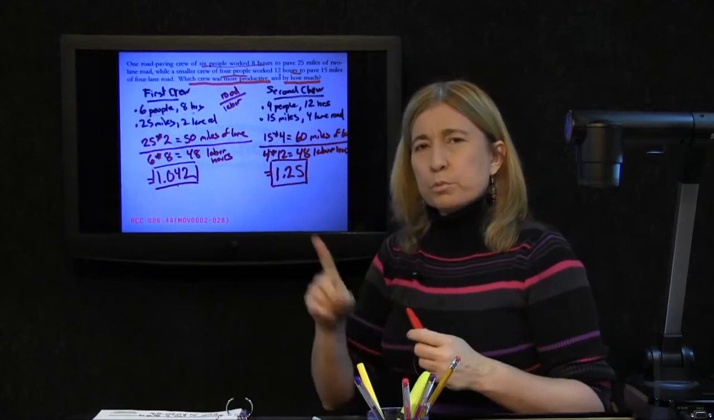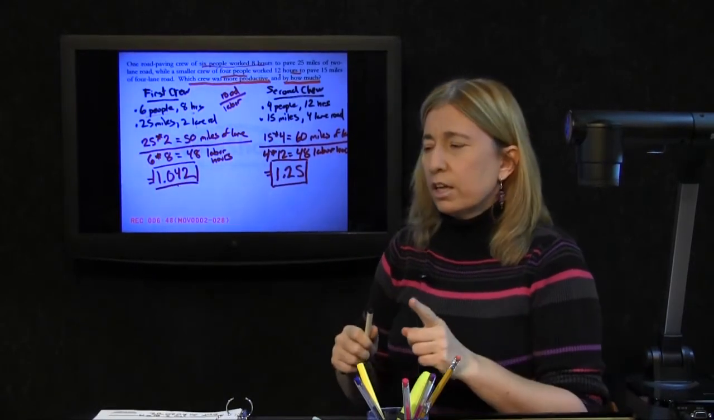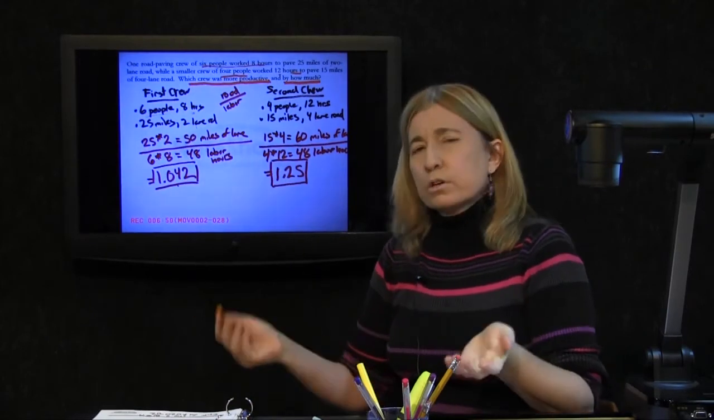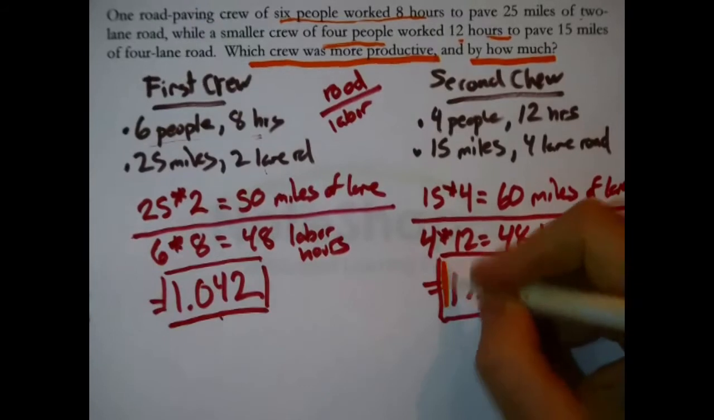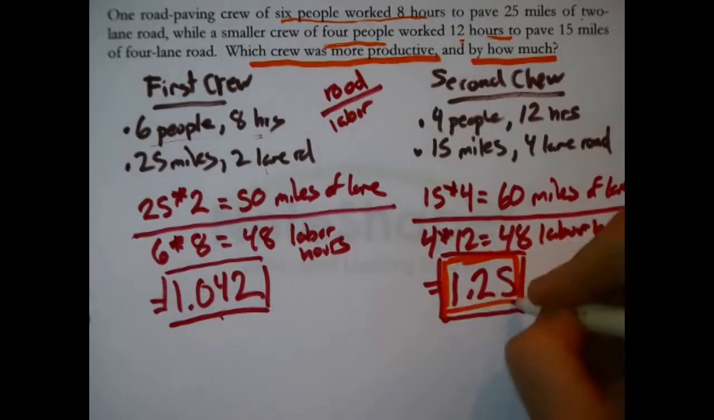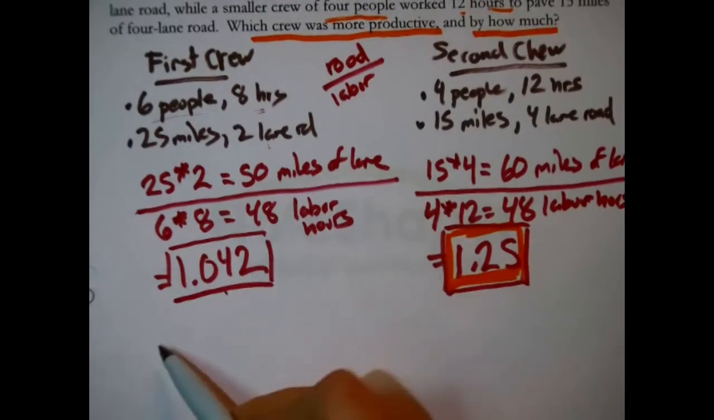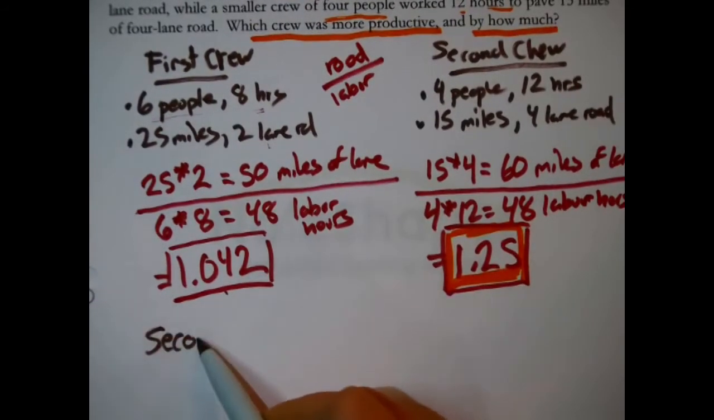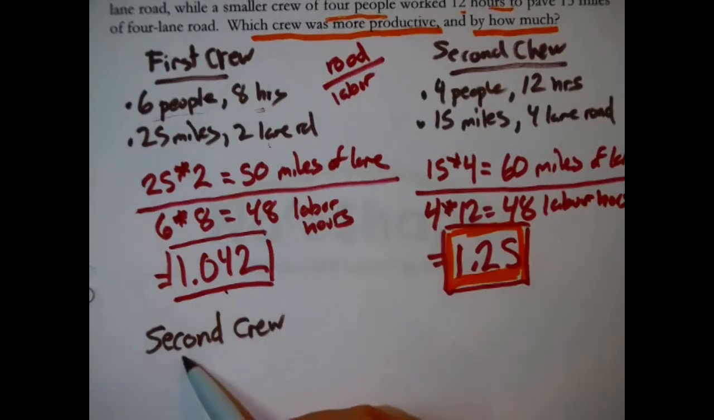Which crew was more productive? With productivity measures, when you're calculating them and making a comparison, you're always looking for the larger number. Larger is always assumed to be better. So the first half of that question is easy, just look for the largest number. It's the second crew. They're being more productive. The smaller crew, paving the wider road. Now, by how much?